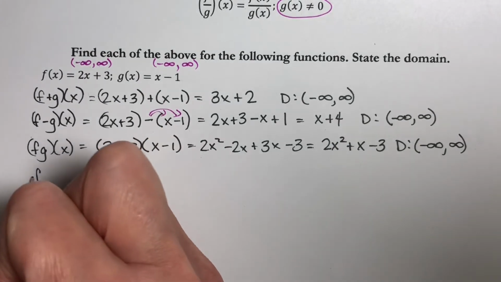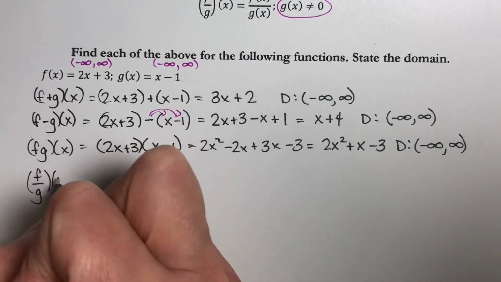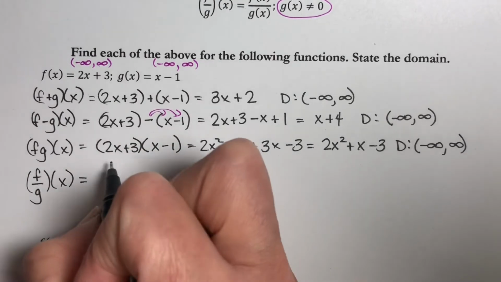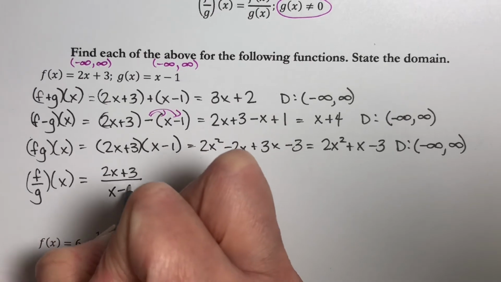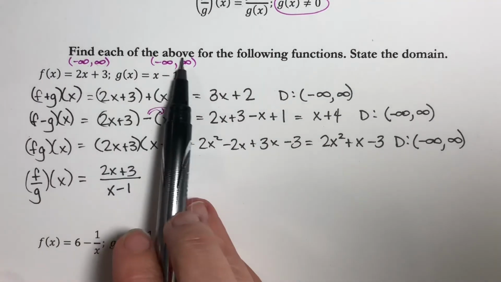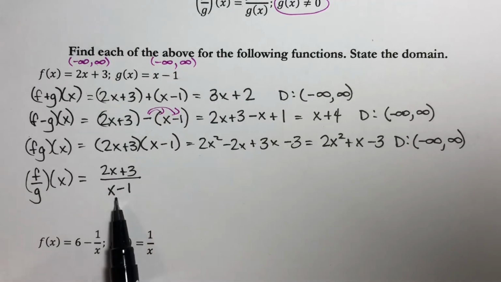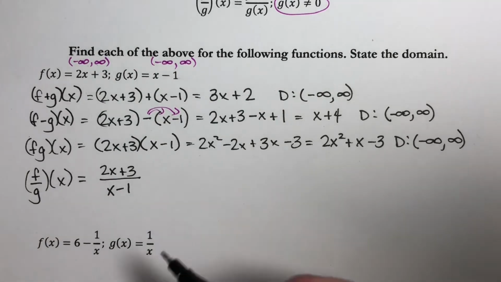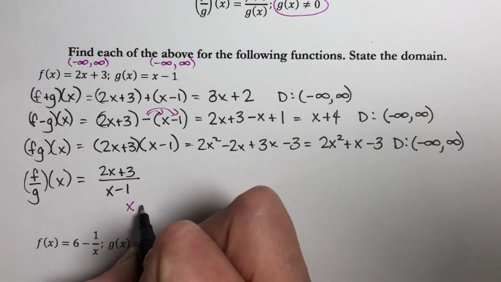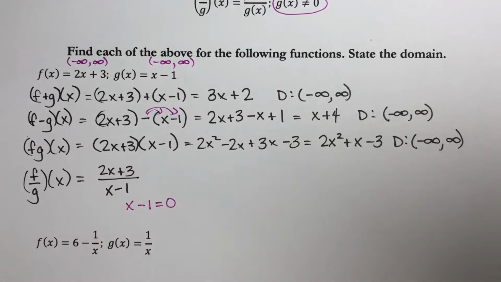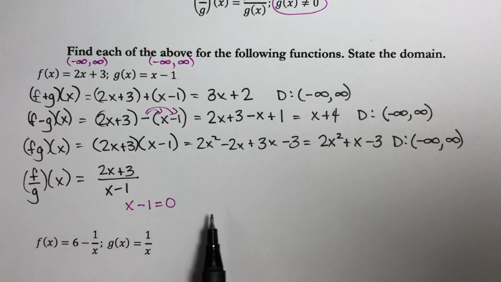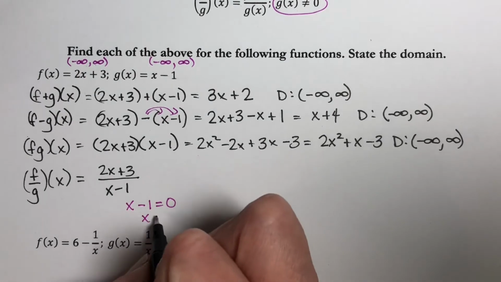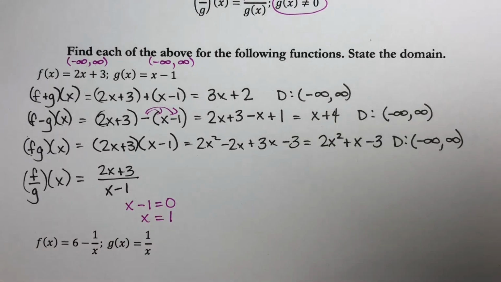Okay, now f over g of x. This will be 2x plus 3 over x minus 1. Again, individually, these do not have issues, but here I have something in the denominator, so I have to be aware of when x minus 1 equals 0. If you want to find the domain or what needs to be excluded from the domain, you set the denominator equal to 0 and solve. Well, that gives me x equal to 1. So my x cannot equal 1 here.